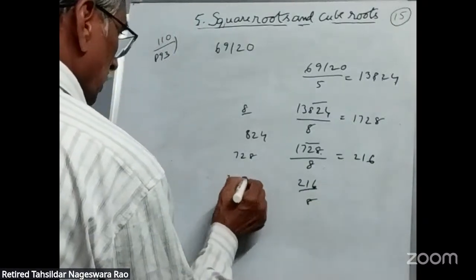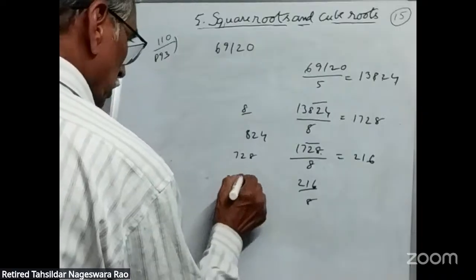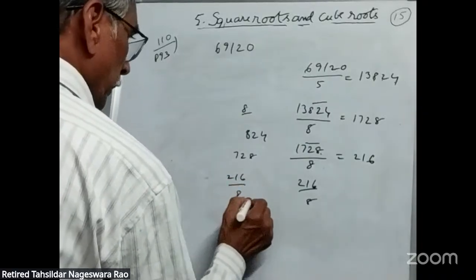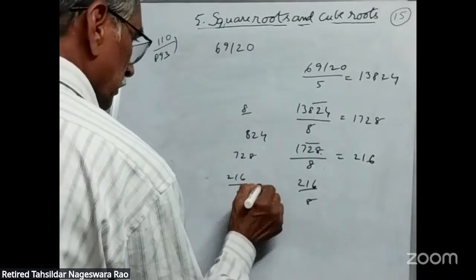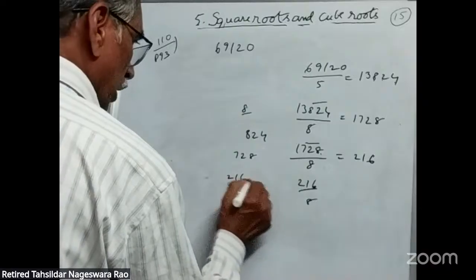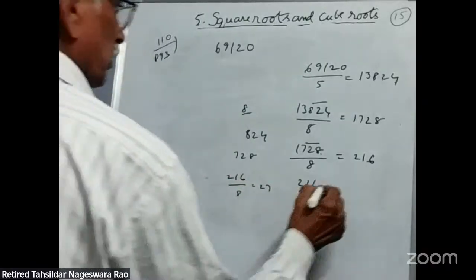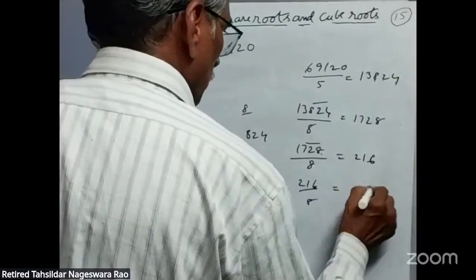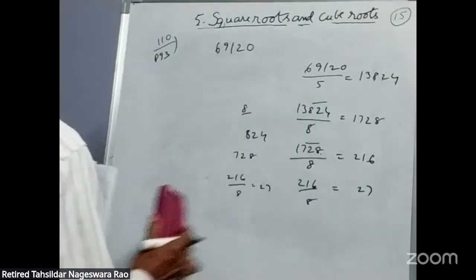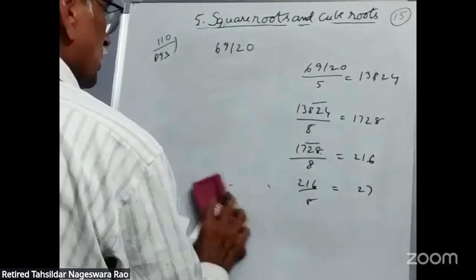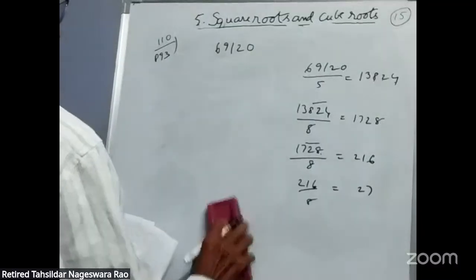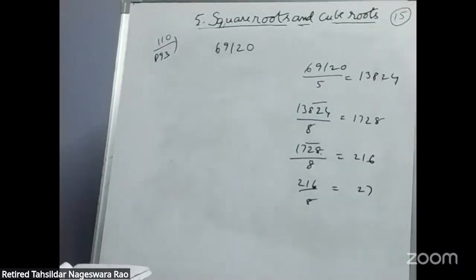You see, 3 digits, directly you can try, of course. 8 times 2 is 16, 8 times 7 is 56. Divisible. 27. 27 is 3 into 3 into 3.